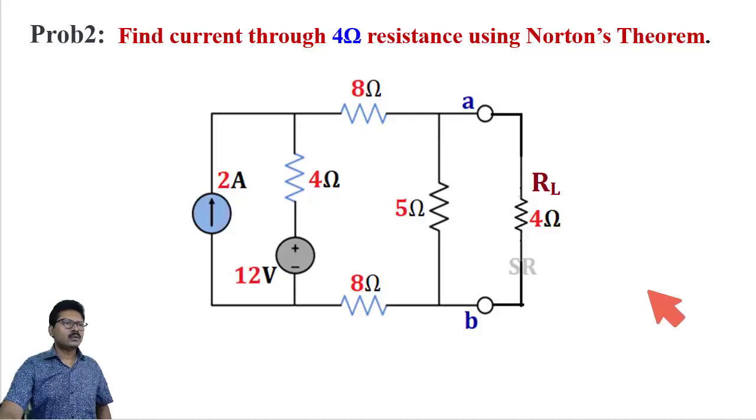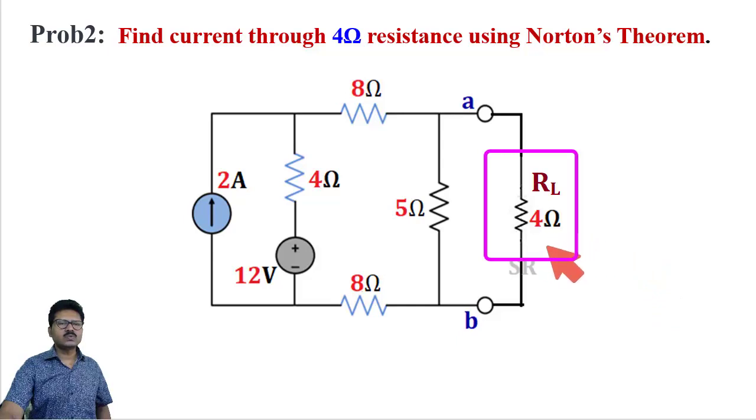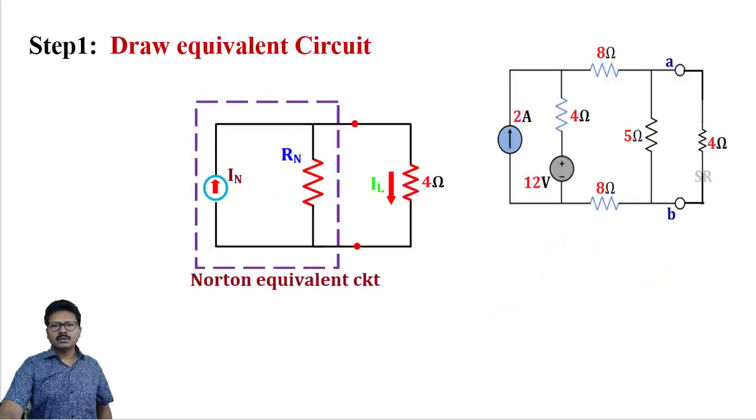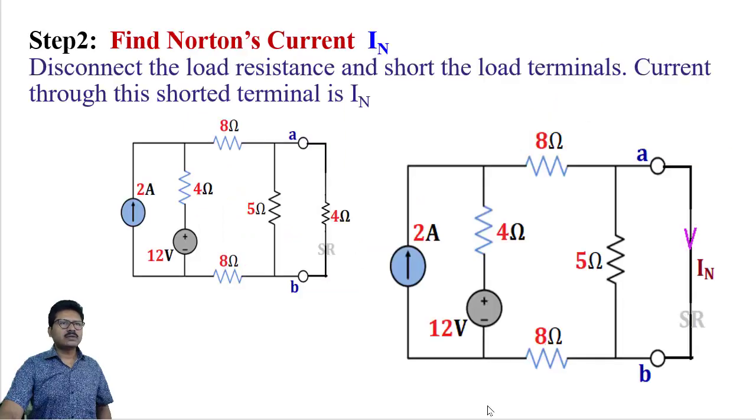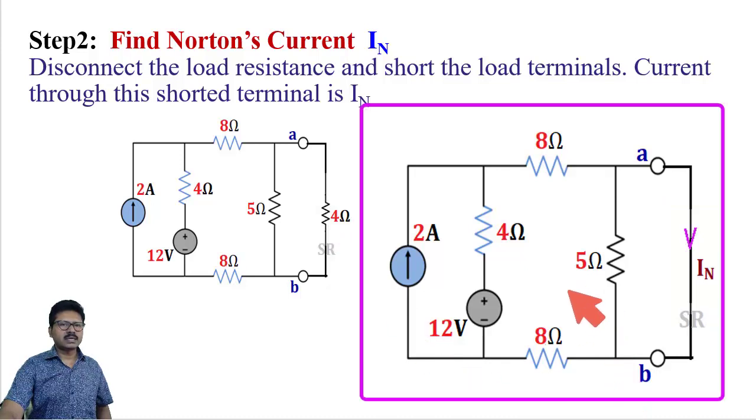In this problem we need to find the current through load resistance 4 ohm, this one, by using Norton's theorem. So first we need to draw the equivalent circuit by keeping the load resistance 4 ohm as it is. The rest of the circuit will be changed to its equivalent circuit consisting of Norton's current and Norton's resistance. Now for calculating Norton's current, we will short the load resistance 4 ohm, and the current through this shorted path is the Norton current. So I will calculate Norton current from this circuit.